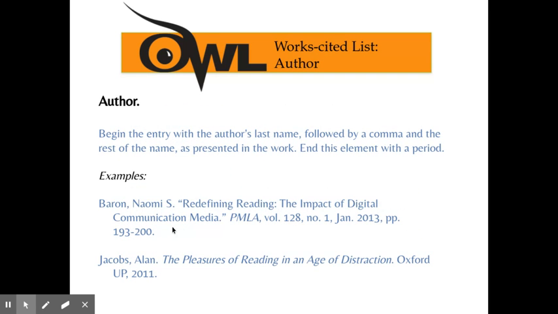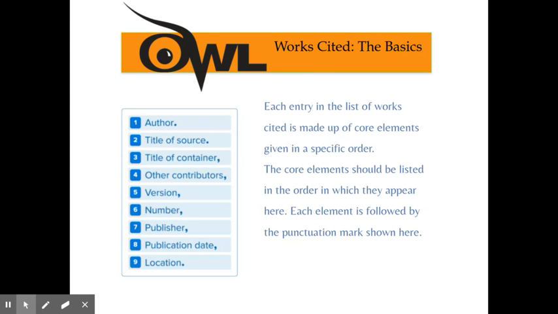So here's an example. Naomi S. Barron wrote, Redefining Reading, the Impact of Digital Communication Media. So that is the author of this work that I included in an essay or publication. So because I do the last name followed by a comma and the rest of the name, it appears as Barron, comma, Naomi, and then her middle initial and a period. So I ended that element, so the author's name, with a period, and then here begins the title of the work, which is what would come next in a works cited entry.